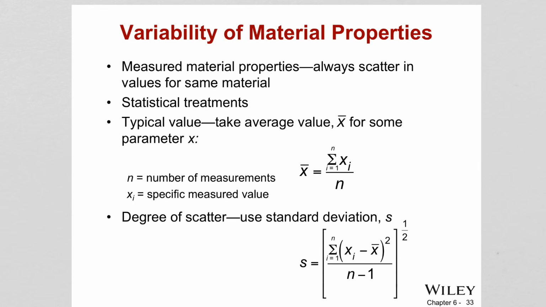How do we take the average value? Let's say, how do you measure the yield strength? If the test gave you multiple yield strengths for the same material, how are you going to get that yield strength? You need to average it, right? N being the number of measurements, xi being the specific measured value, just average them.